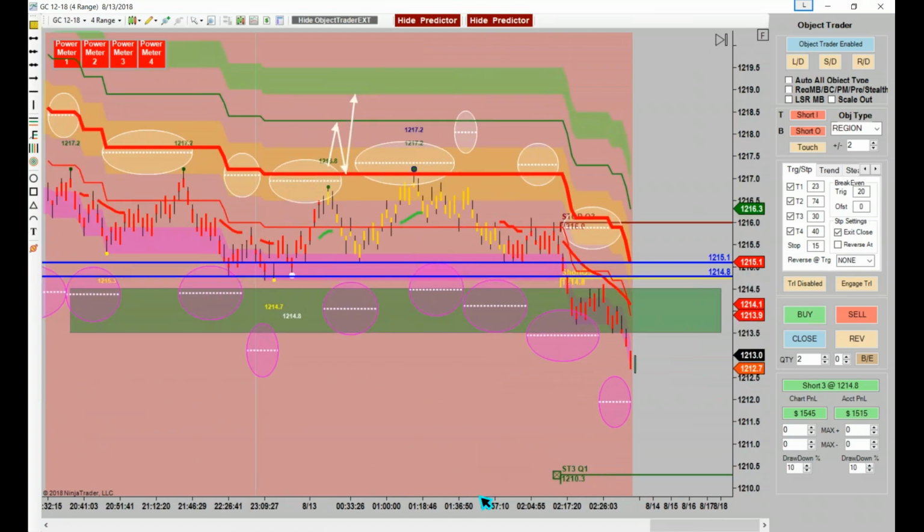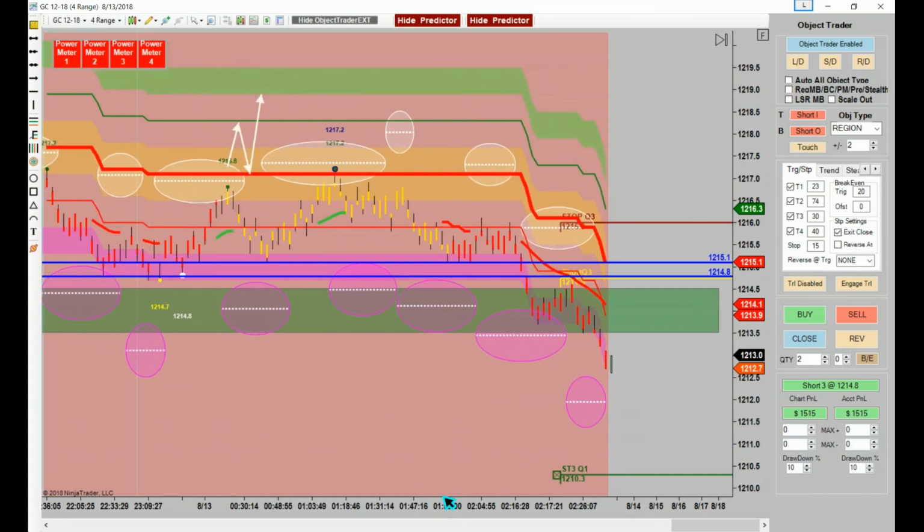I did that mainly because I saw that they were actually kissing resistance up here and rolled over. But your safest trade is not to take this trade that I just took. What you're going to want to do is take those trades that actually retrace close to mid-band.